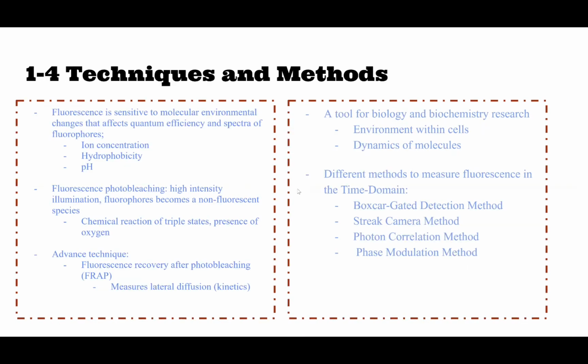Moving on, fluorescence is sensitive to molecular environmental changes that affect quantum efficiency and spectra of the fluorophore, and a problem that researchers encounter is fluorescence photobleaching, but scientists have also found a technique known as fluorescence recovery after photobleaching. And lastly, this is a tool used in biology and biochemistry research, and there are 4 methods to measure fluorescence in the time domain. On the next slide, we will talk about the advantages and disadvantages of fluorescence microscopy.